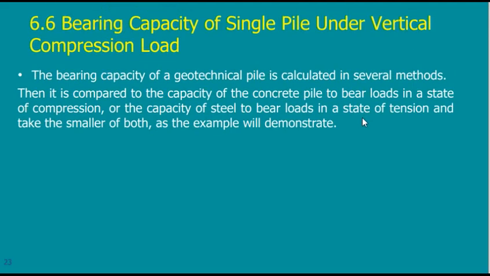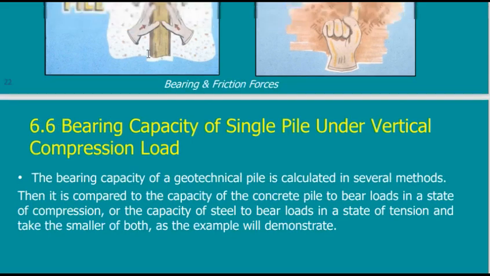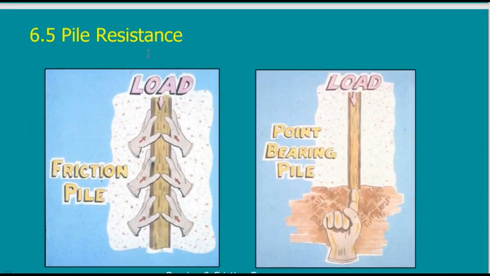Bearing capacity of a single pile: this is the start of our lecture. Bearing capacity of a single pile under vertical compression load. This is the first thing. By the way, what do you think is the difference between vertical compression load and vertical tension load? If I have this pile and I have a compression load on top of it or a tension load, what do you expect the difference will be in the behavior of the pile?